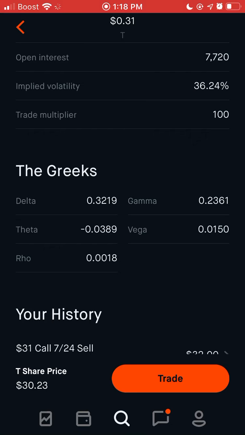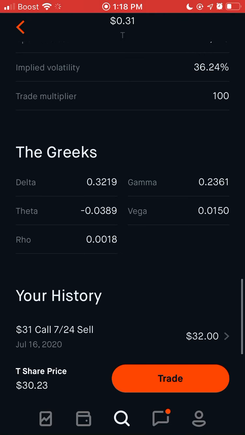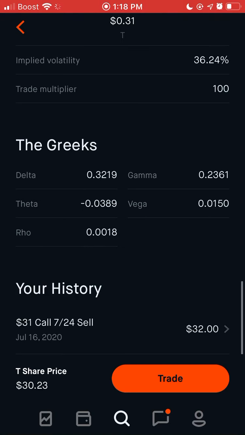So if you're interested in learning exactly what you're going to lose in premium each and every day, or in my case, I sold this contract, so this would actually be a good thing for me. Every single day, essentially, I would be making $3.89 in time decay of the contract, as long as the underlying stock price didn't move.